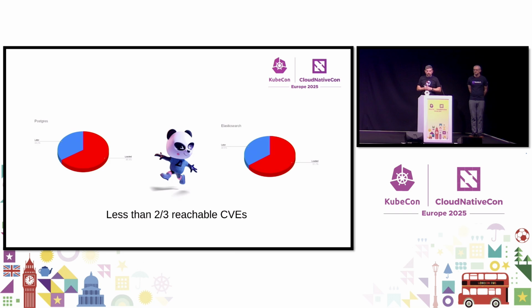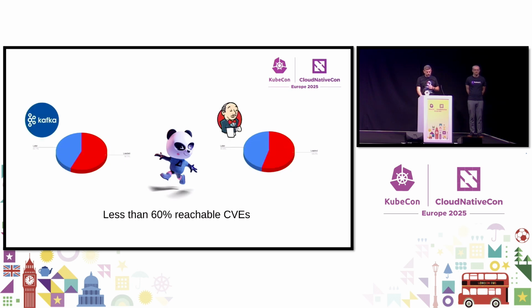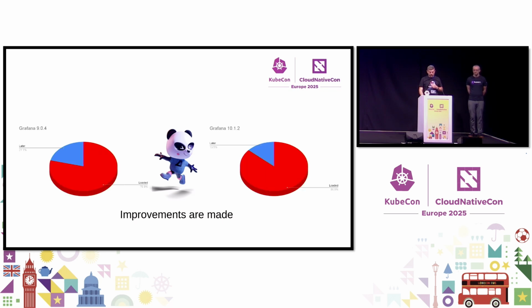In general, I brought a few other examples. Postgres, Elasticsearch: you can see that only 2/3 in these images are reachable of all the CVEs. In other examples, which are quite good, you can see also that only a part of the vulnerabilities are actually part of software packages that are loaded into the memory.